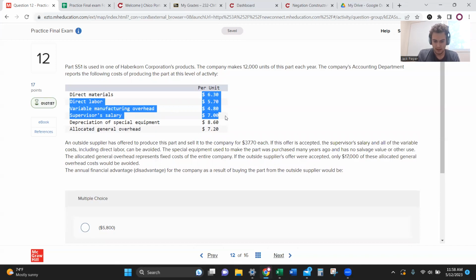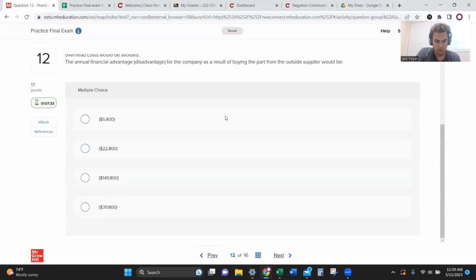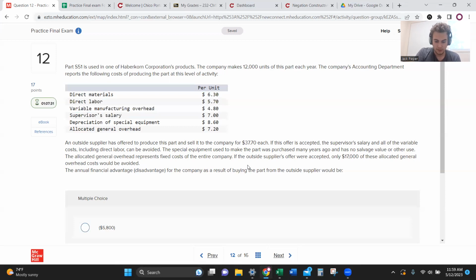Okay, and then that's how much it's going to cost us. So it's going to cost us 268,600. And then let's see how much it would have cost us if we bought them. So we'll do 37.7 times 12,000. $452. Okay, and then we can do 452.